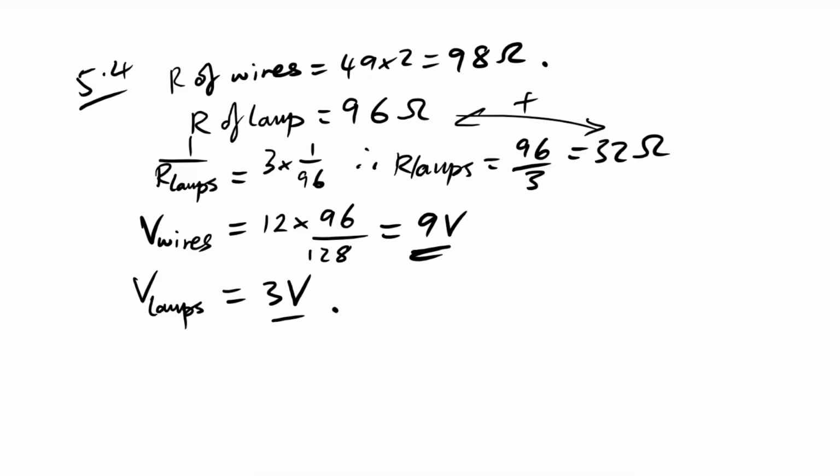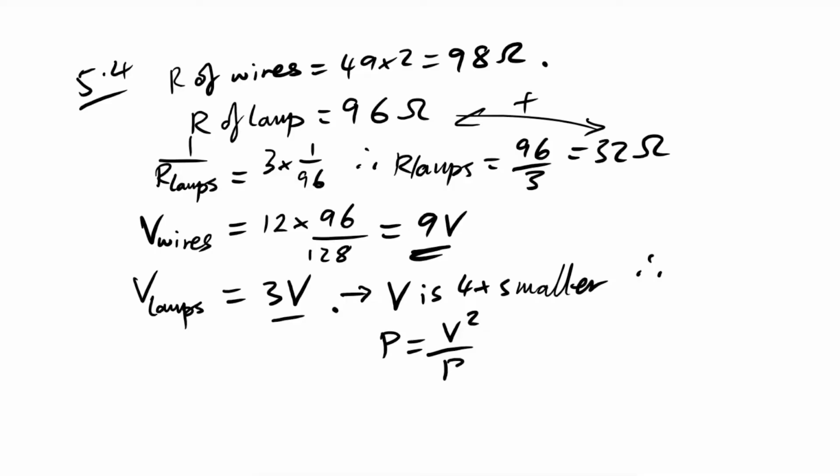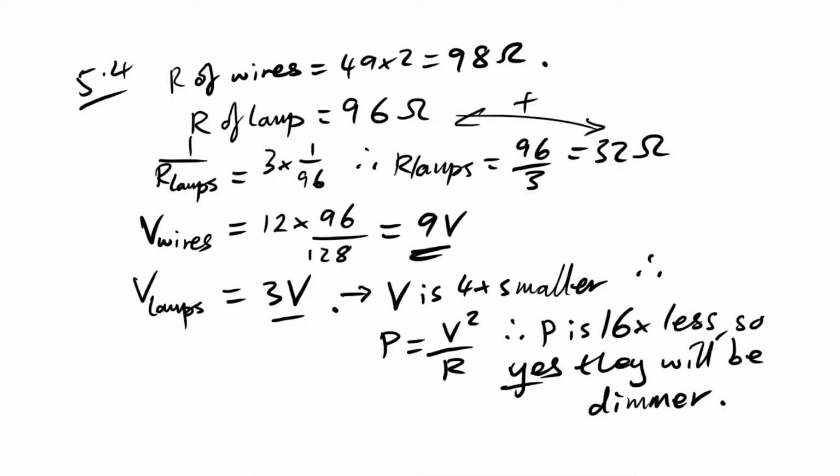We can say that V is 4 times smaller. Therefore, if we know that power is equal to V squared over R, then actually power is 16 times less. So yes, they will be a lot dimmer. So therefore, the demonstration does work. You could do it in terms of currents as well. That's also acceptable.